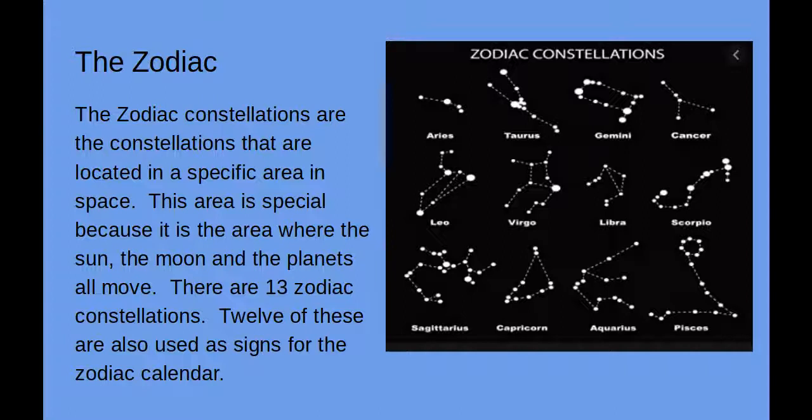The zodiac. The zodiac constellations are the constellations that are located in a specific area in space. This area is special because it is the area where the Sun, the Moon, and the planets all move. There are 13 zodiac constellations. 12 of these are also used as signs for the zodiac calendar.